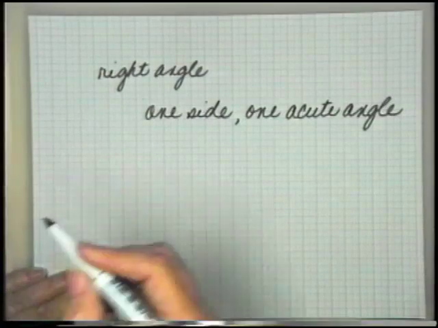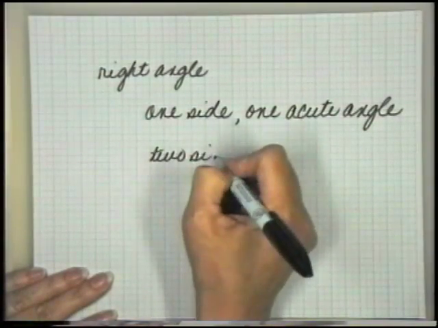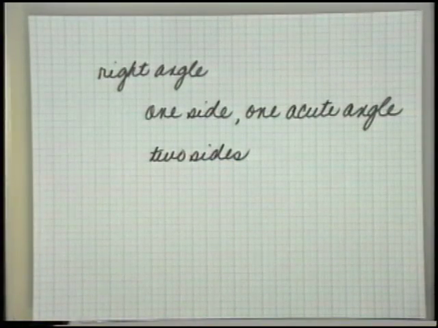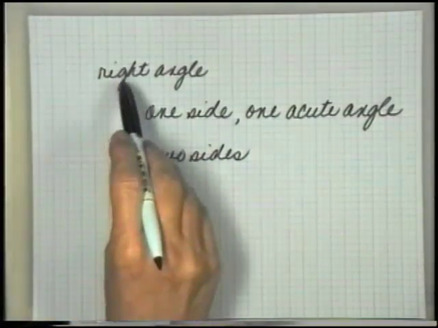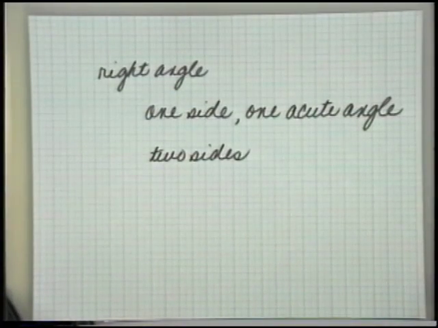Or you can be asked to solve a right triangle when you are given two sides. These are the only two types of problems that you'll have. Obviously, if it's a right triangle, you know you have the right angle, then you will be given one side and one acute angle, or you may be given two sides.